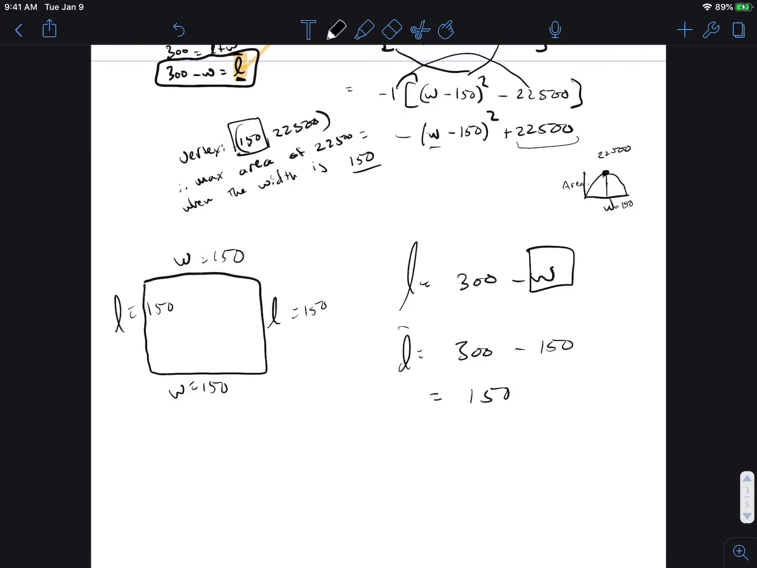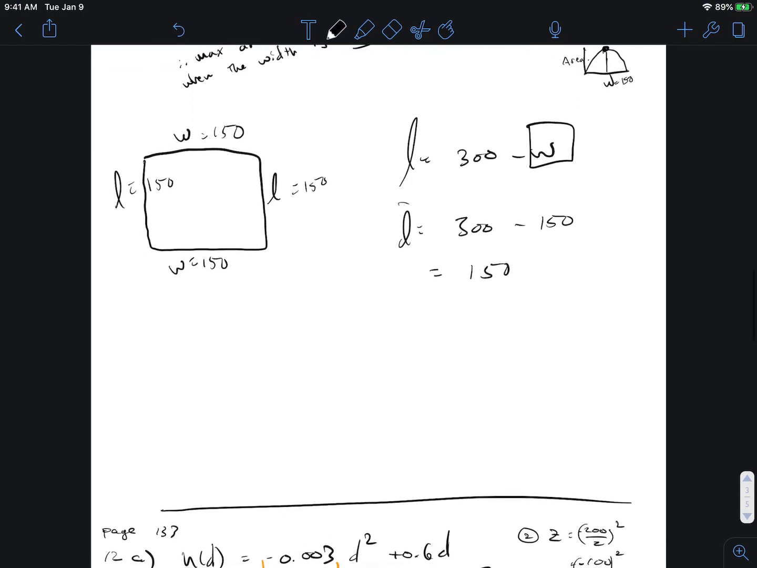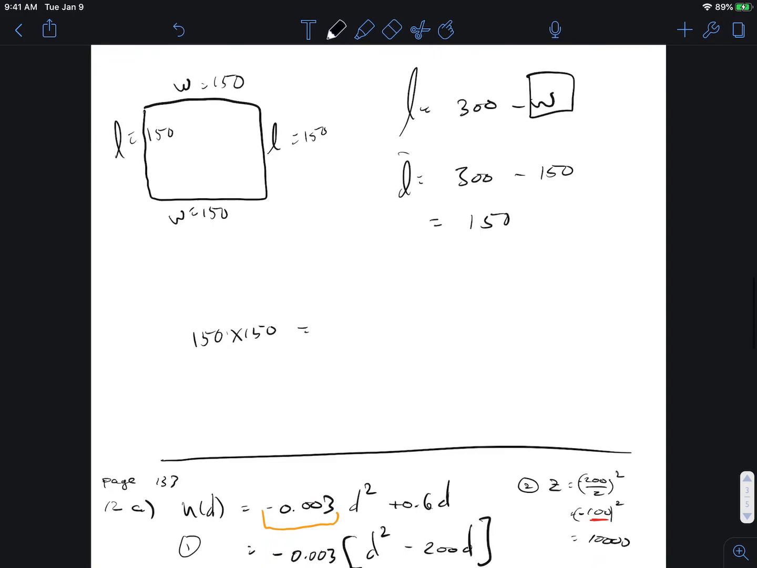Because 150 times 150, if I were to start checking the tables of values, had better equal the 22,500, right? But if I manipulate these in any way, so if I make this 149 multiplied by 151, it better be less than that number. It's 22,499.